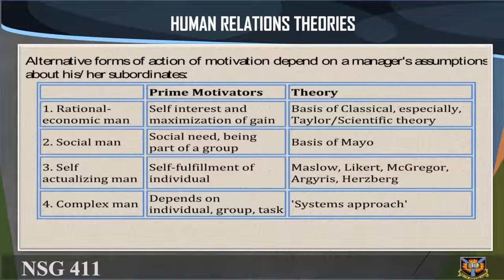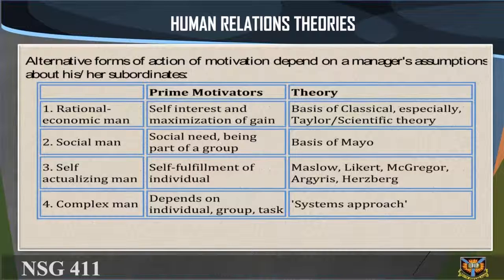Alternative forms of action of motivation depend on a manager's assumptions about his or her subordinates. 1. Rational economic man. Prime motivators: self-interest and maximization of gain. Theory: basis of classical, especially Taylor and scientific theory. 2. Social man. Prime motivators: social need, being part of a group. Theory: basis of Mayo.